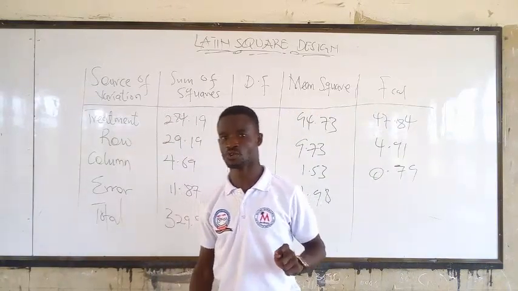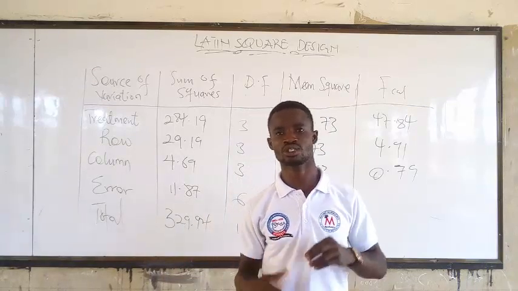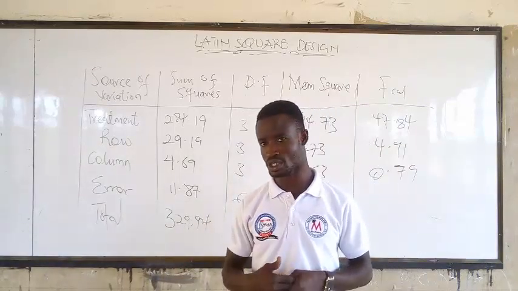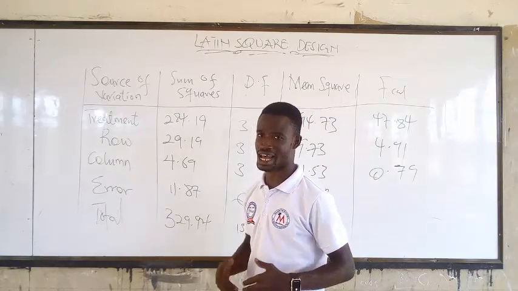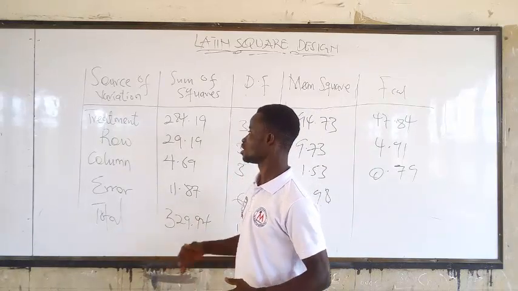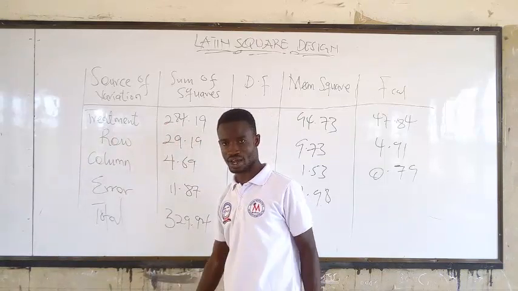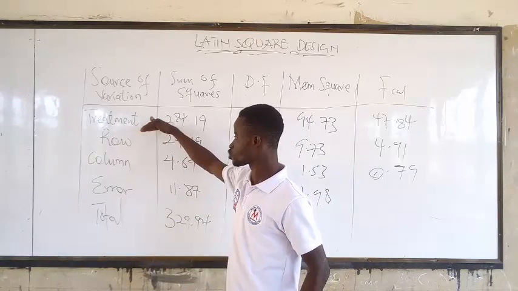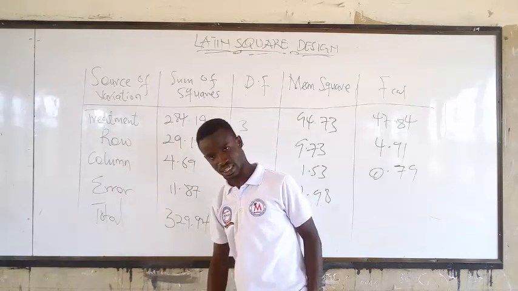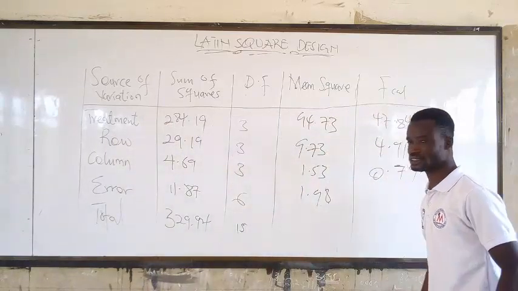Please, be careful. Know how to link the Latin square to the block so that you don't confuse yourself. And I always advise you, knowing that in the Latin square, you need the treatment, the row, the column, and the error. And in the block, you need the treatment, the column, and the error. So don't forget that. See you in the next video.